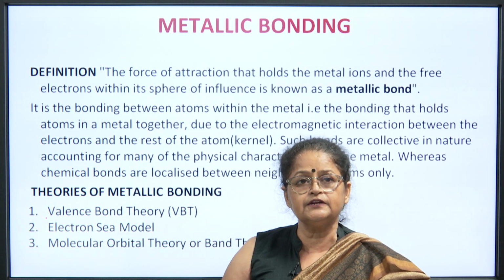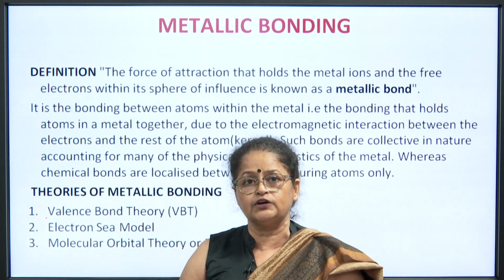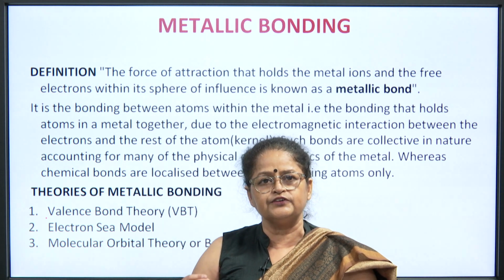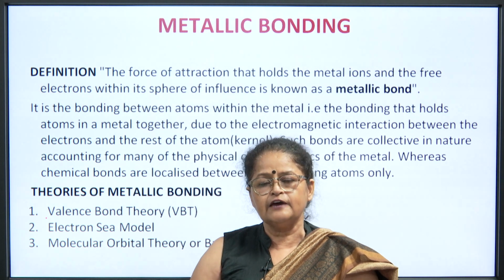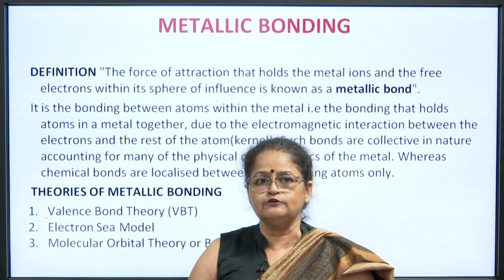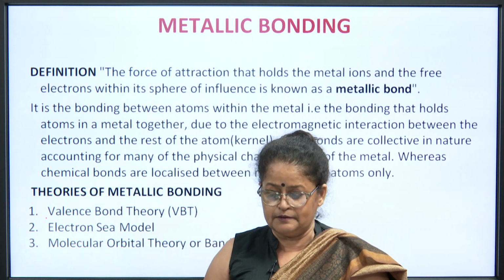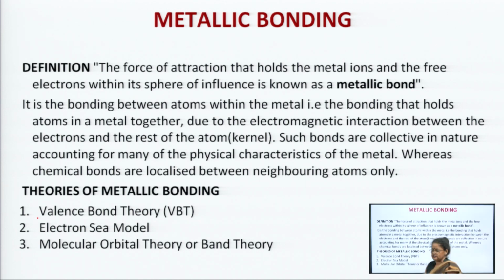So, we will first take up what is metallic bonding, how do we define it, then a vague idea about the various theories of metallic bonding, and finally the band theory or the molecular orbital theory of metallic bonding. So, how do we define metallic bonding? The force of attraction that holds the metal ions and the free electrons within its sphere of influence is known as metallic bonding. As we know, metals tend to lose electrons very easily.